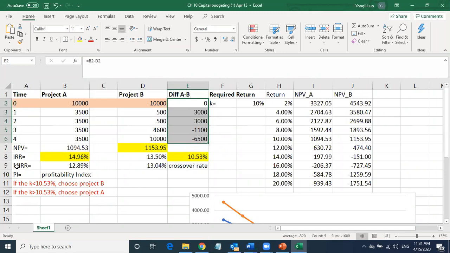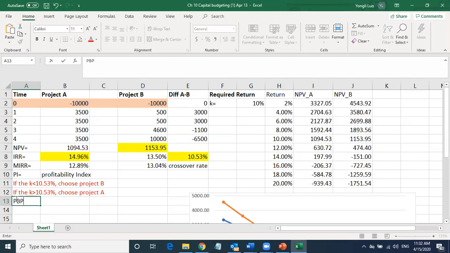So we talked about several ways to do capital budgeting: payback period, internal rate of return, modified internal rate of return. But there's one that is not in the textbook, but it's very commonly used. I wanted to introduce it, and it is called the profitability index, sometimes called the PI method. The payback period is sometimes called PBP. So what is the profitability index?